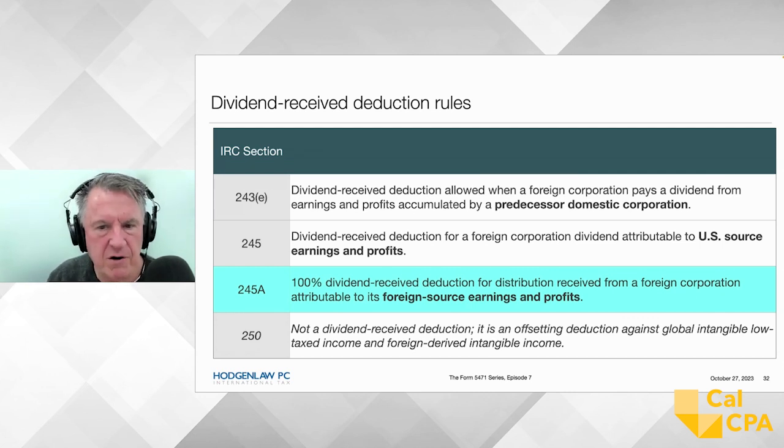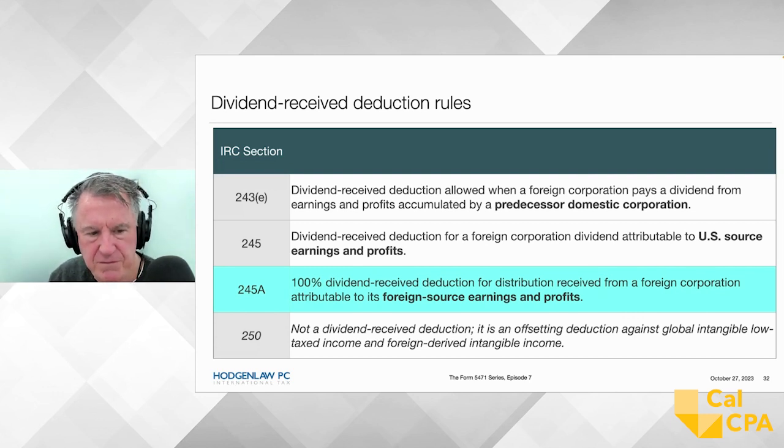It's kind of the mirror image of 245A. So 245 says if a foreign corporation has U.S. source earnings and profits, you get a dividend received deduction for the domestic C corporation under that. And 245A is, well, it's foreign source income, foreign source earnings and profits. You get the dividend received deduction for that. So the world is divided into the United States and not the United States. And so earnings and profits from a foreign corporation upstream will be potentially covered by one or the other of these things. So that's how it all fits in.